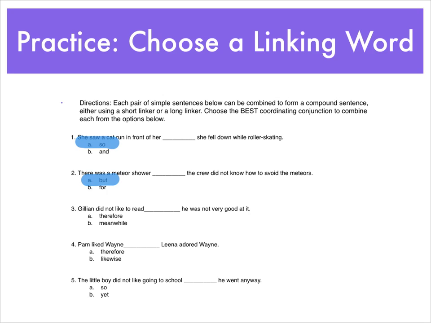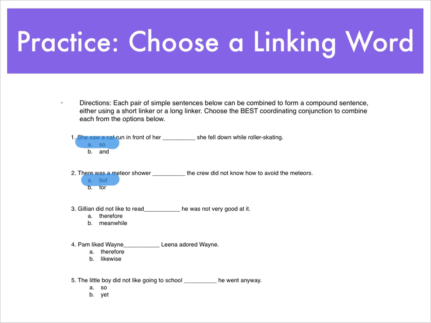In number 2, there was a meteor shower, but the crew did not know how to avoid the meteors. They didn't avoid them because of the meteor shower. It was just that there was a meteor shower. They didn't know how to deal with it. Those two things contrast each other. So whenever there's a contrast, we use but.